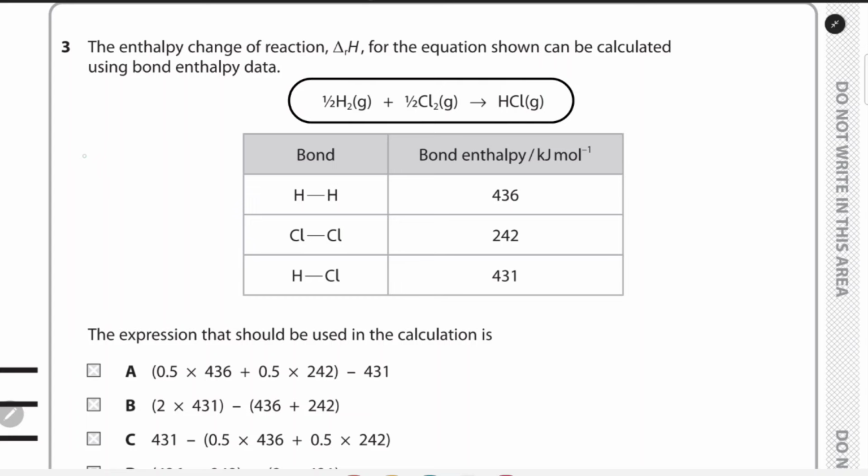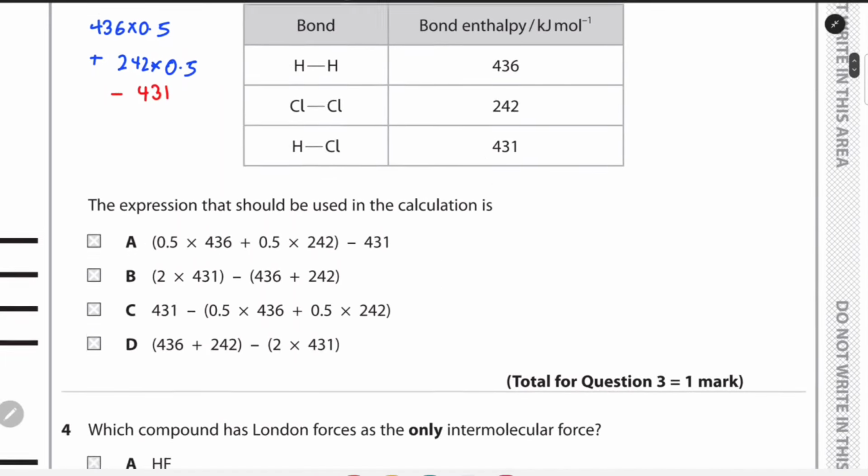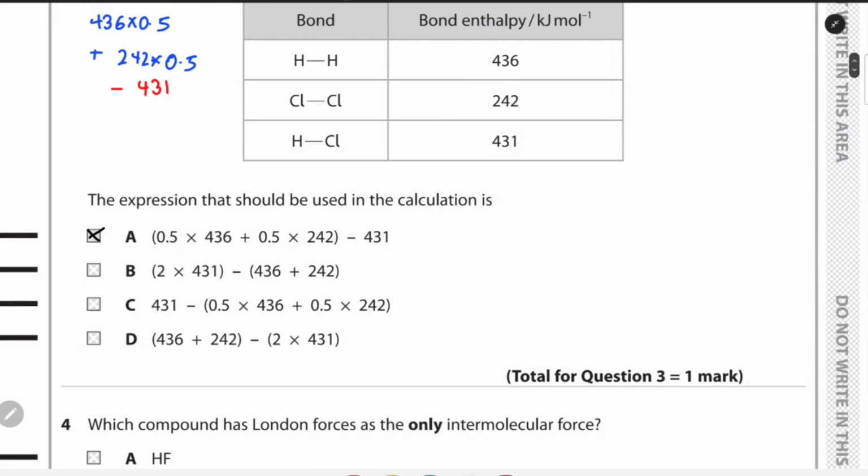Here, half a mole of H2 breaks. So the bonds broken will be 436 times 0.5. There is also half a mole of Cl2 being broken, so 242 times 0.5. And then we'll subtract the bond enthalpy for 1 mole of HCl bonds, which is 431. If we look at the options, this one corresponds to what we have found.